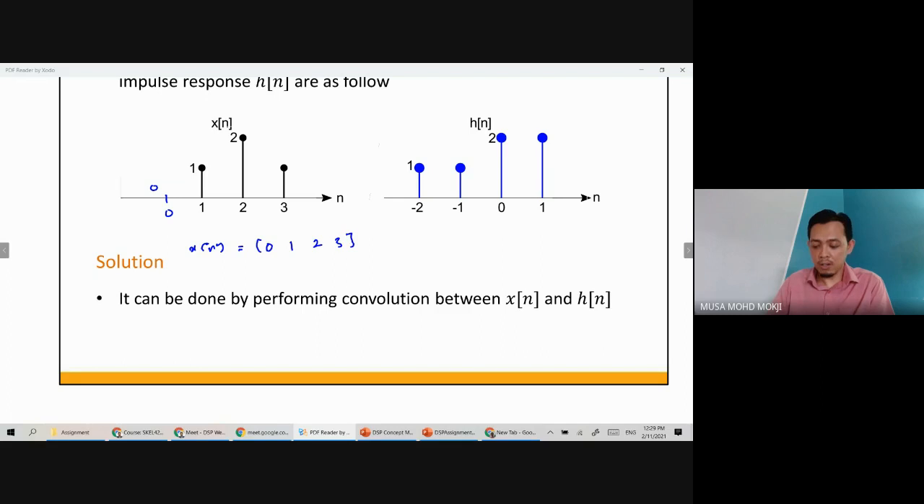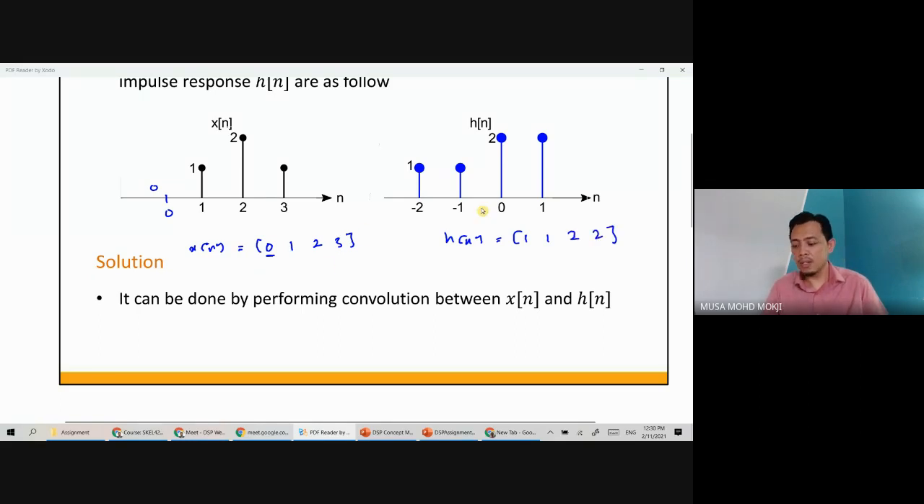Okay, or optionally, you can put an underline. If not, we already know that it starts with the index 0 here. This one is equal to 1, 1, 2, 2. And where is the index 0? The index 0 is at this value, which is this one. That underline is actually indicating index 0. So n equals 0.